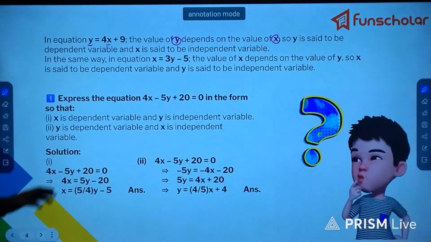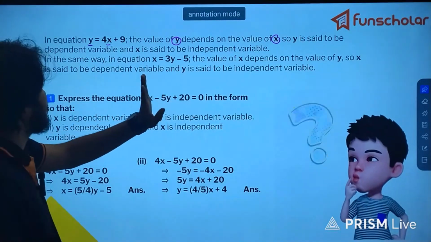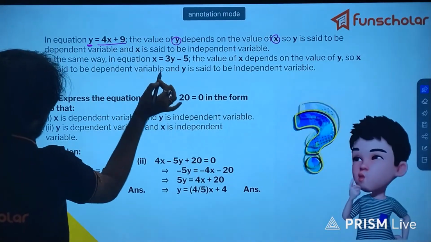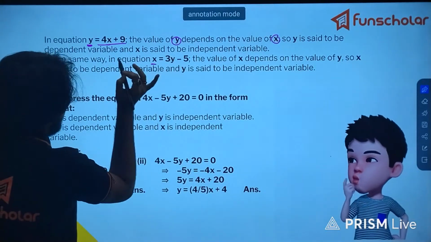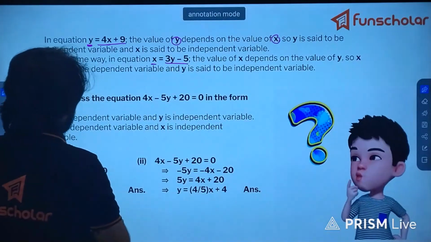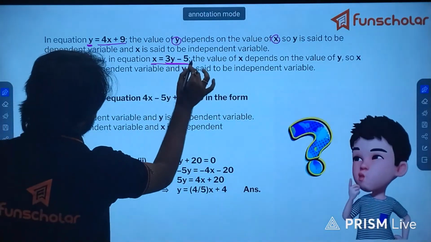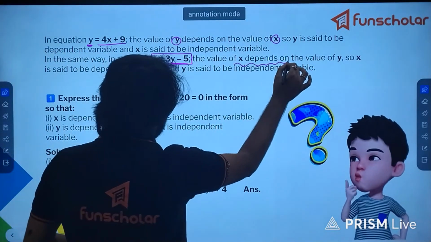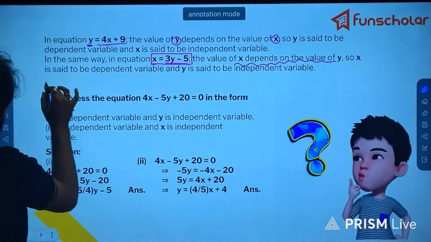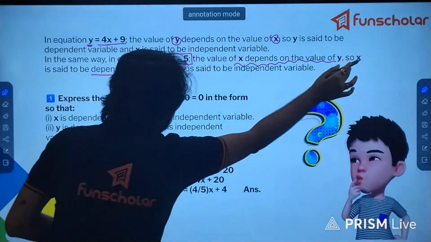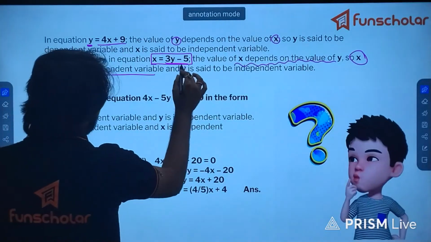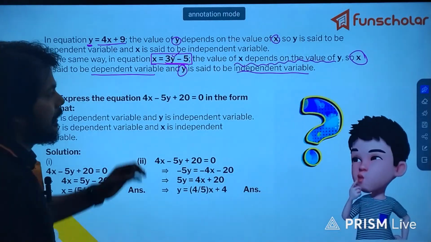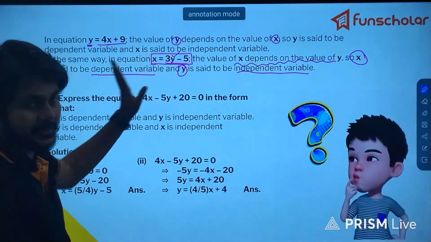In the same way, in the equation x equal to 3y minus 5, see here the value of y was expressed in terms of x earlier, and in this case the value of x has been represented in terms of y. So if you see this equation, you can easily say that x depends on the value of y, so x is the dependent variable and y is the independent variable. Okay, this is a very simple and very basic thing.